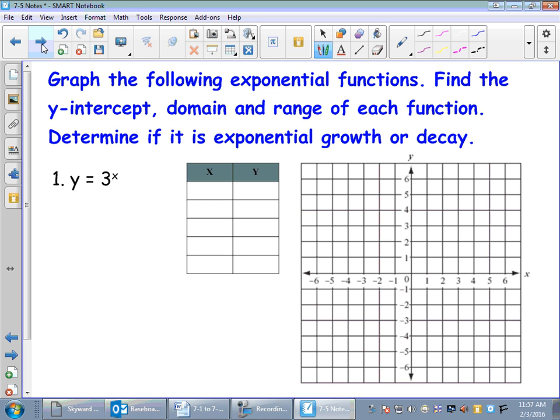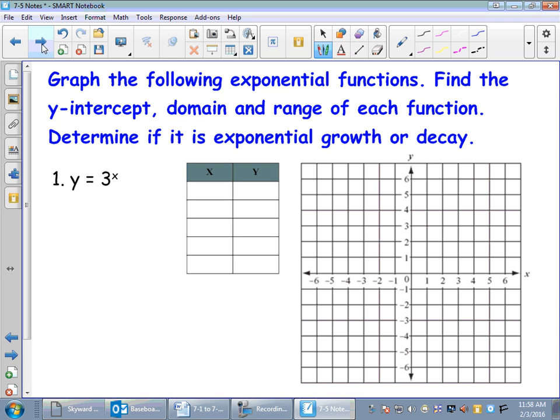All right, so we're going to get right into the graphing part of this. We're going to graph these. We're going to find where it crosses the y-axis. We're going to identify the domain and range, and then we're going to determine if it's growth or decay. Actually, we can determine growth or decay right from the beginning because it doesn't have to do with the graph. It has to do with the b value.